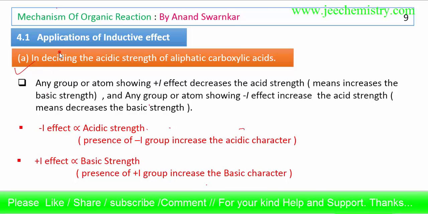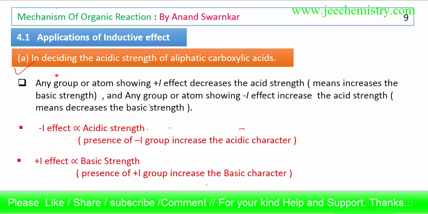Now we will learn about applications of inductive effects. There are lots of applications of inductive effects. We will learn them one by one. First of all, we will learn about the application of inductive effects in deciding acidic strength.